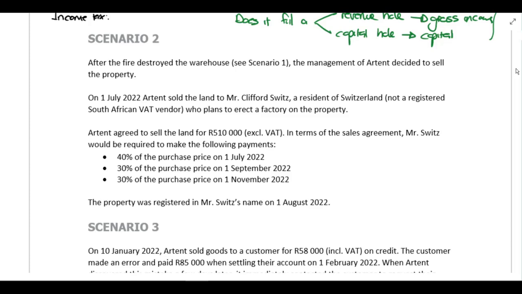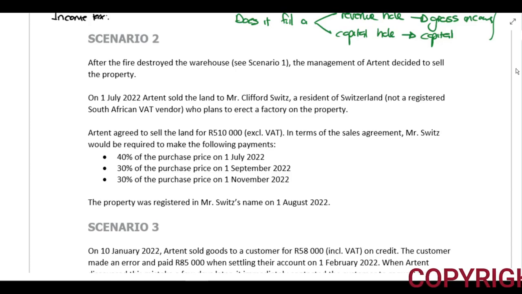who plans to erect a factory on the property. Okay, now the fact that he's not a South African VAT vendor is not the end of the world. Even if you sold it to a normal person on the street that is a South African resident, so for example, if they had to sell it to me, I would also not be a South African VAT vendor. So when you see things like that, don't immediately start panicking. Sometimes it's just information. Sometimes it's also to just make you feel a little bit uncomfortable. Where it could be relevant is if we're looking at a thing like a going concern, for example, both of them must be vendors.